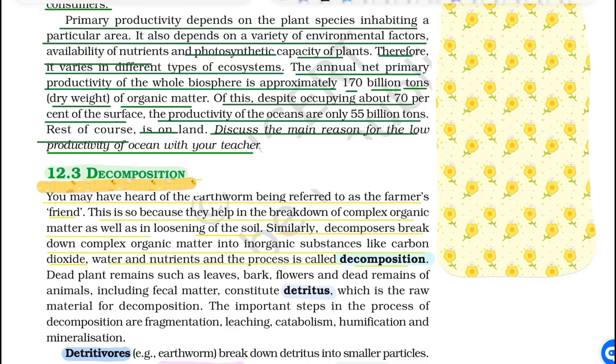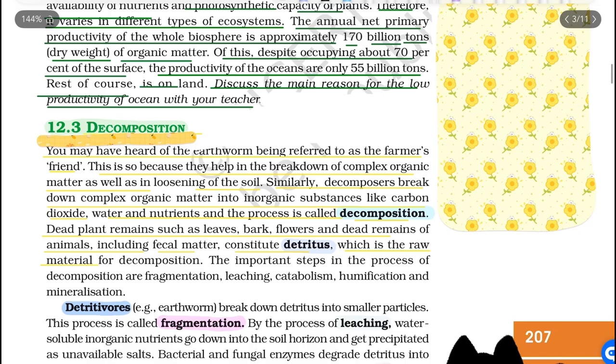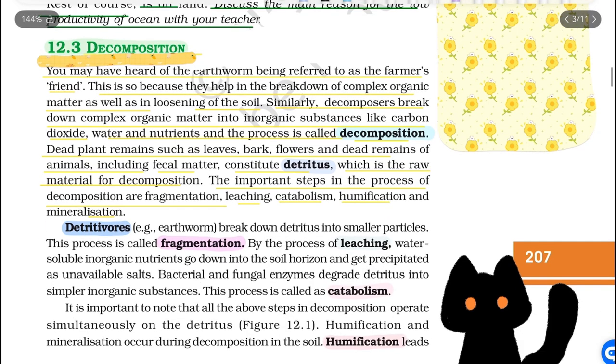called decomposition. Dead plant remains such as leaves, bark, flower, and dead remains of animals, including fecal matter, constitute detritus, which is the raw material for decomposition. The important steps in the process of decomposition are fragmentation, leaching, catabolism, humidification, and mineralization.